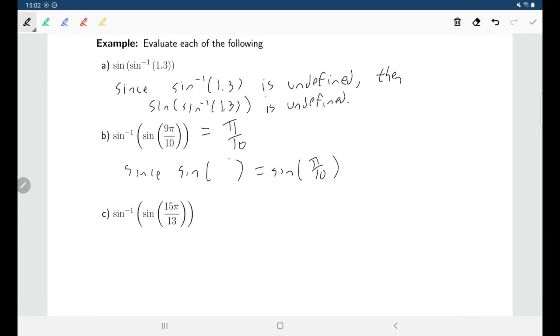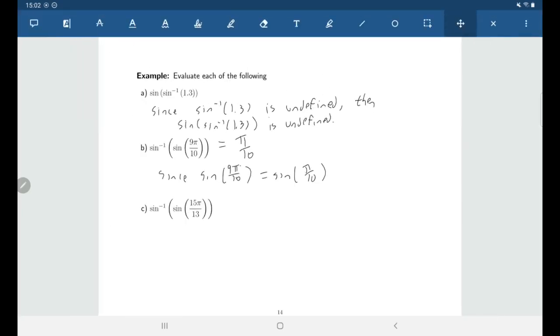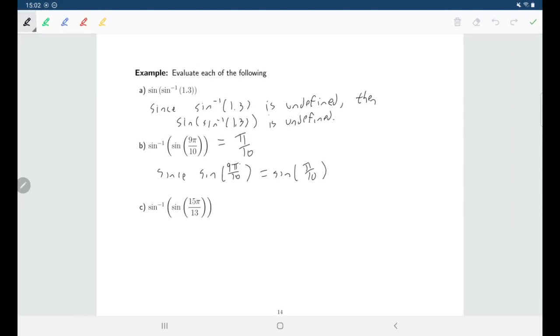And we'll do the same sort of thing here for sine inverse of sine of 15 pi over 13. We'll have to first figure out where is 15 pi over 13, and we'll just do a little drawing here. 13 pi over 13, that would be the negative x-axis. So 15 pi over 13, that's somewhere in quadrant 3. And so the reference angle then is 2 pi over 13.